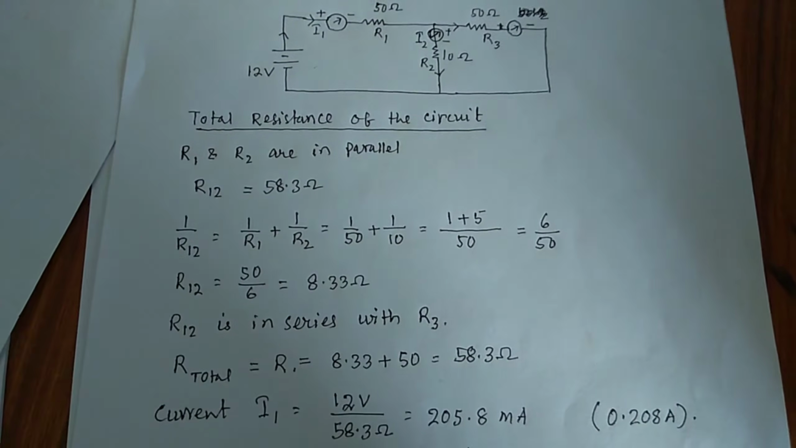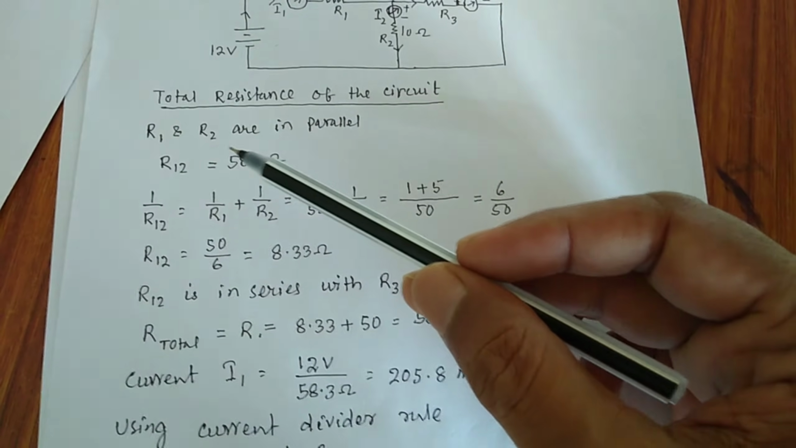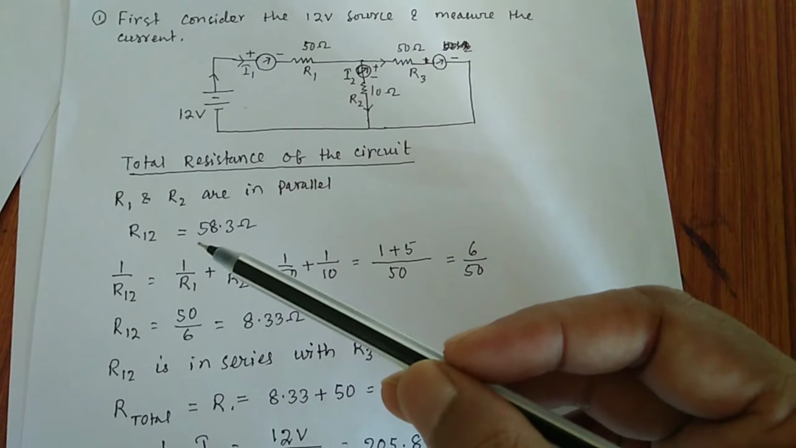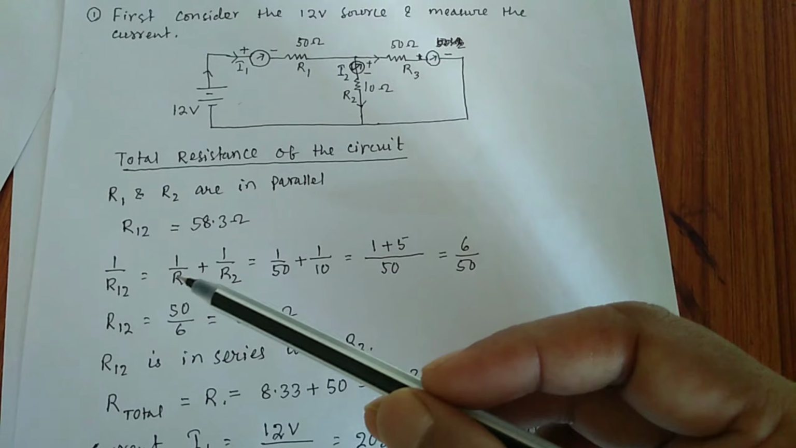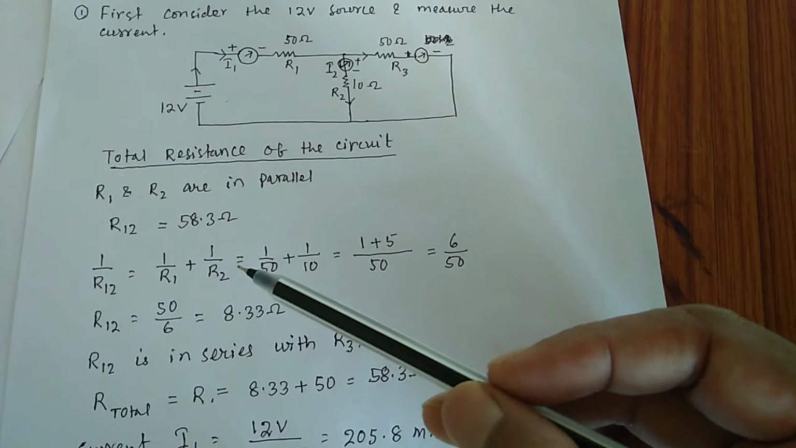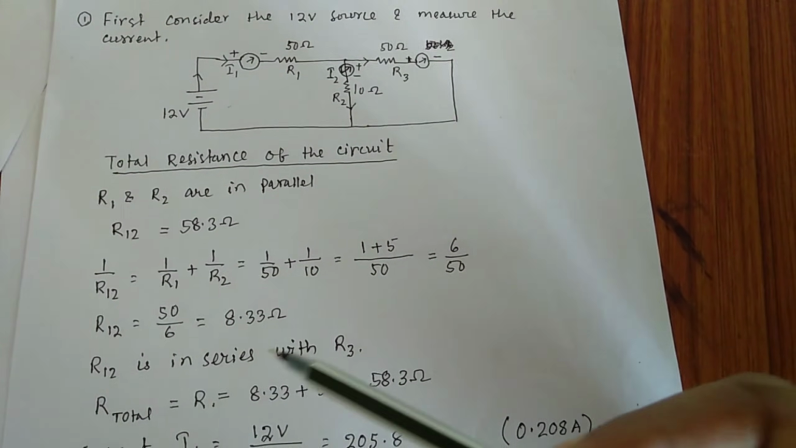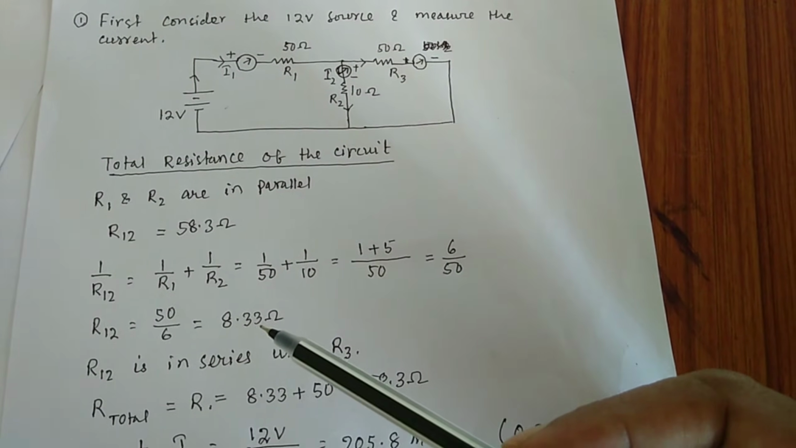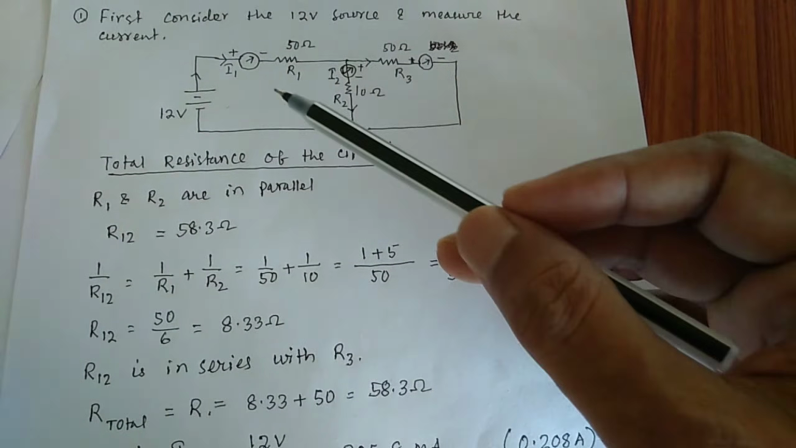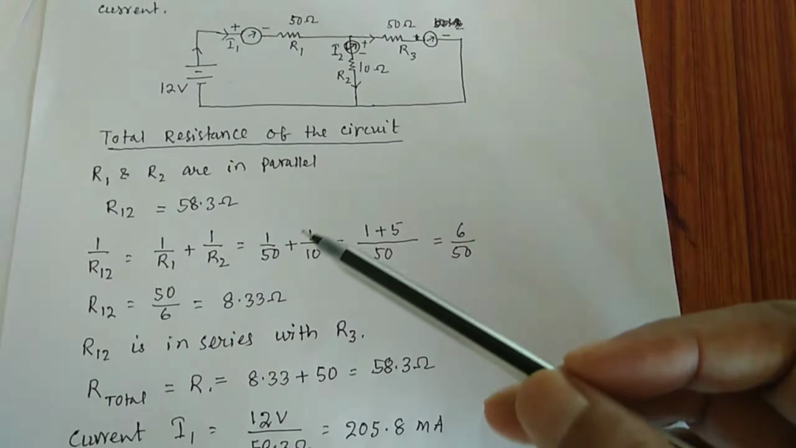Now you calculate the total resistance of the circuit. In the circuit you have three resistances. First you calculate the equivalent resistance between R1 and R2. Since they are in parallel, you use the formula for the parallel connection, and if you calculate the values, R12 will be equal to 8.33 ohm.